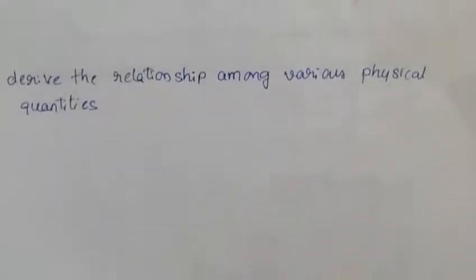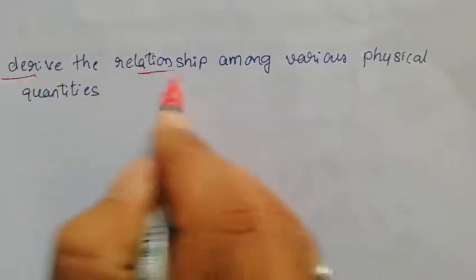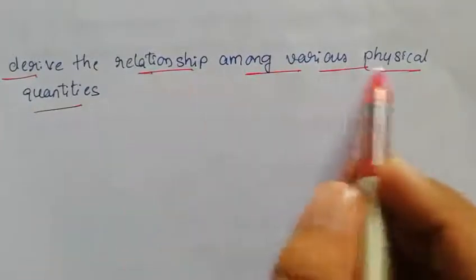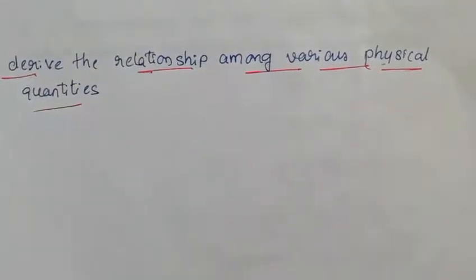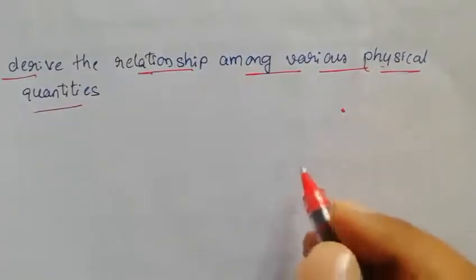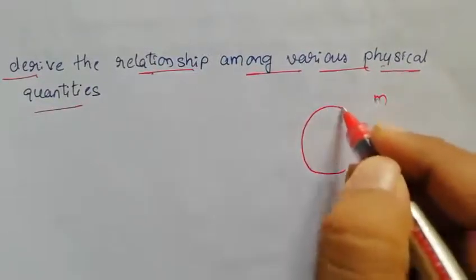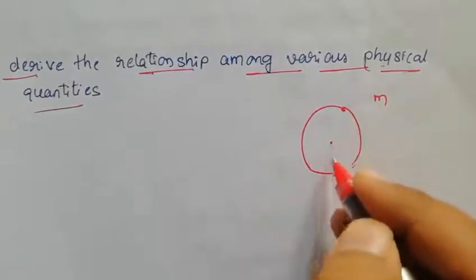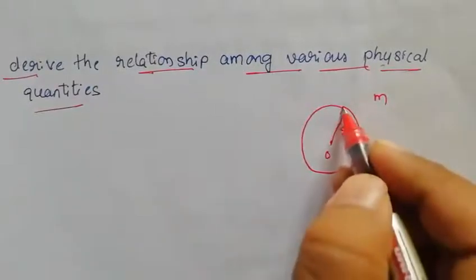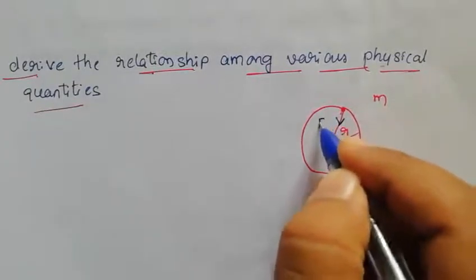Next application is what now? Derive the relationship between various physical quantities. Now, this also I do with an example. Consider a stone of mass M, revolving in a circular path with center O, radius R. And now since the particle is moving in a circular path, what force will act? Centripetal force will act towards the center, that is F.